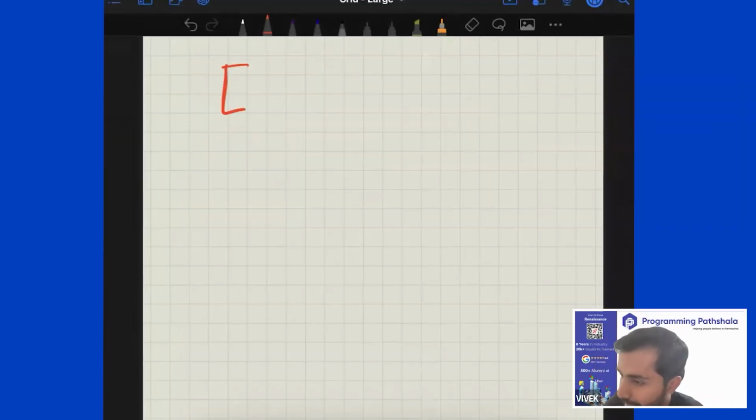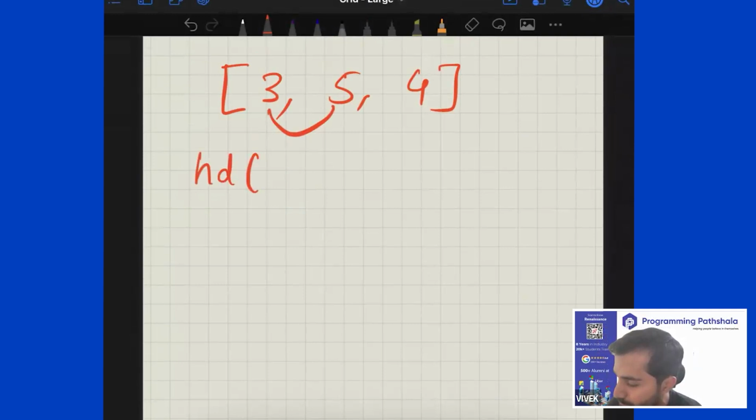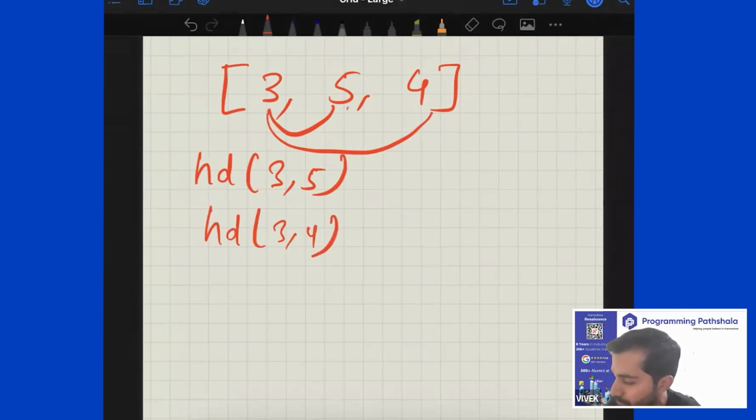So let's say you have something like 3, 5, and 4. How many pairs are there in this array? The first pair is 3 comma 5, so we want the Hamming distance of 3, 5. The second pair is 3 comma 4, so we want the Hamming distance of 3, 4. The final pair is 5 comma 4, so we want the Hamming distance of 5 comma 4.